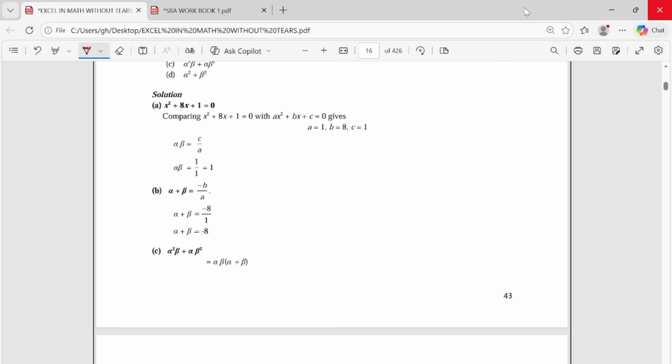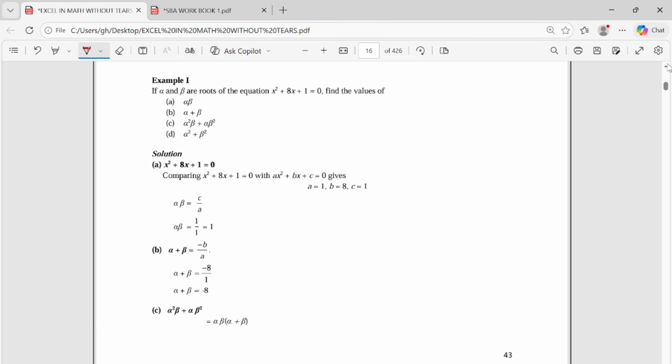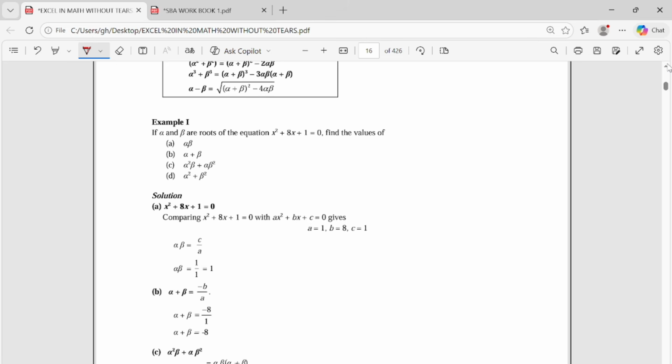So example 1. If alpha and beta are roots of the equation x squared plus 8x plus 1 is equal to 0, find the value of alpha beta, alpha plus beta, alpha squared beta plus alpha beta squared, and then alpha squared plus beta squared. So we need to find out the values of these, if this is the equation, and alpha and beta are the roots of the equation.